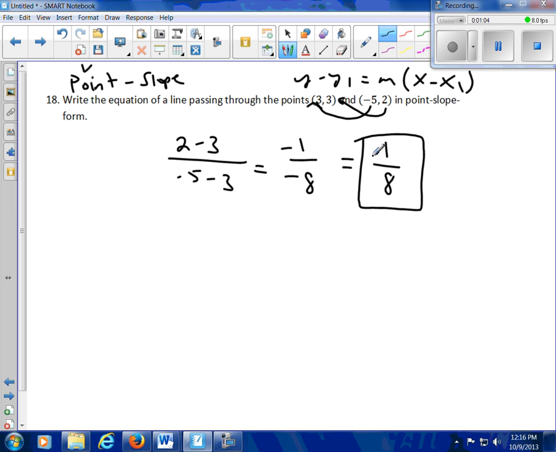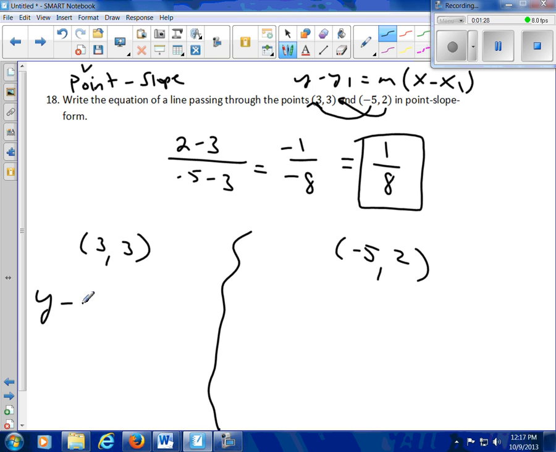Once I have that slope, all I have to do is take either one of these points, and I picked the one that looks the easiest. So what I'm going to do for the video is I'm going to just do it both ways so you can see it both ways, because it all depends on which point you pick. All right, so if I pick the point 3, 3 to write my equation, I'm going to have y minus y1 of 3 equals m, 1 over 8, times x minus x1, which is 3. So that's my first possible answer.